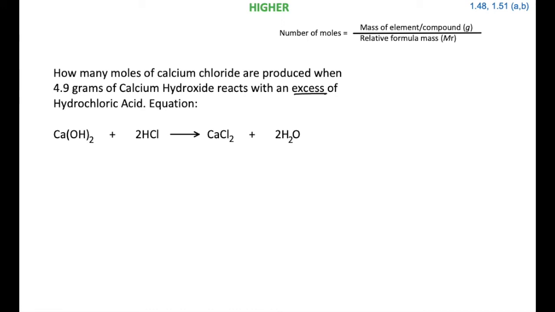Now remember, we're focused on the number of moles of calcium chloride being produced, because that's what the question asks us. To find this out, we need to work out the moles of calcium hydroxide that have reacted in the first place, and we do this by converting from mass to moles. And we have the equation here to help us with that. We divide the mass of the compound, which is 4.9 grams, by the compound's relative formula mass.